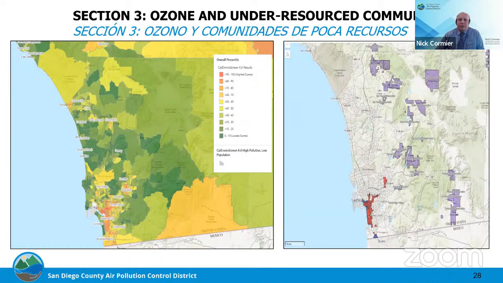On the right is a similar map showing communities that have been officially designated by CARB as disadvantaged per Senate Bill 535. These areas include the aforementioned Port, Border, and El Cajon communities, but also all of San Diego County's tribal areas.